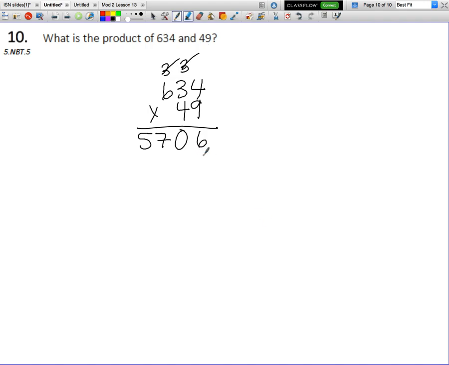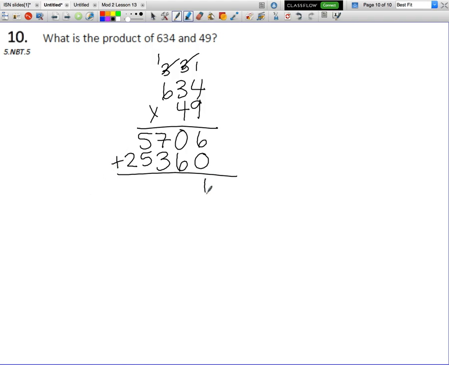Time to start my second partial product with a 0. 4 times 4 is 16. Carry my 1. 4 times 3 is 12. Plus 1 more is 13. Carry my other 1. And 6 times 4 is 24. Plus 1 more is 25. So there's our 2 partial products, and now we add.